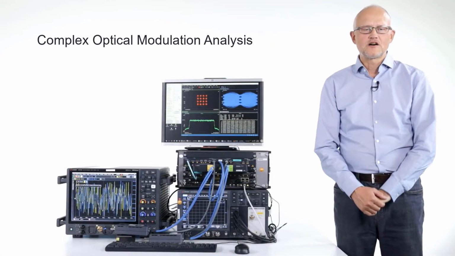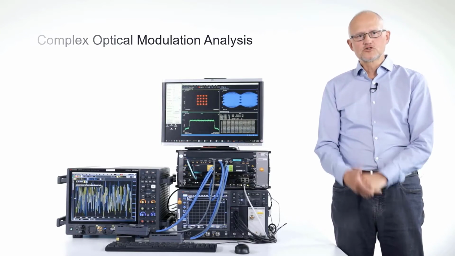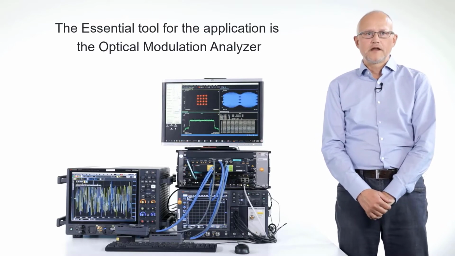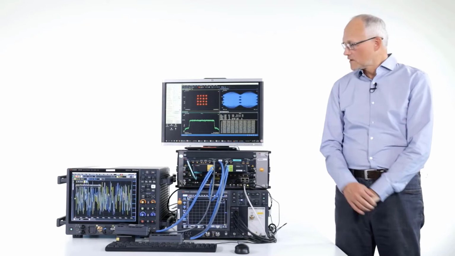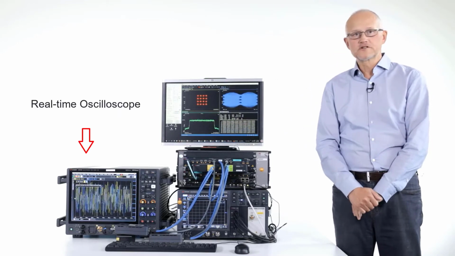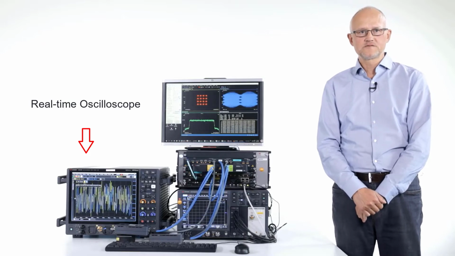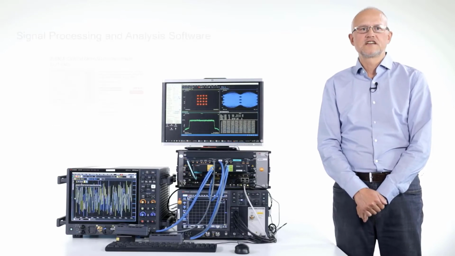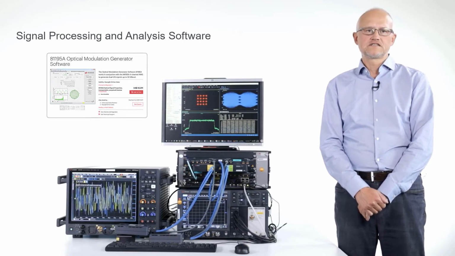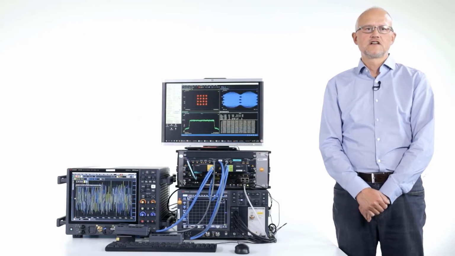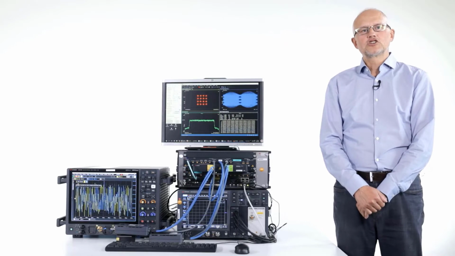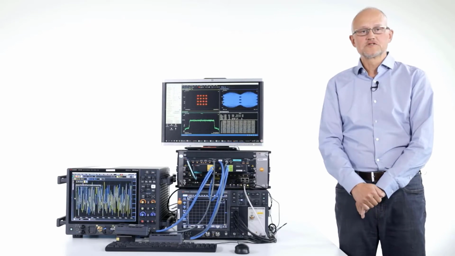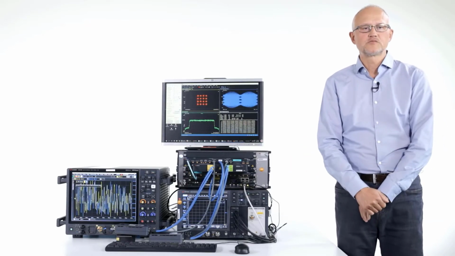Let's start with complex optical modulation analysis. The essential tool for this application is the Optical Modulation Analyzer, or OMA for short. An OMA basically consists of 3 elements: a real-time oscilloscope for electrical digitization of the acquired waveforms, a coherent optical front-end receiver, and signal processing and analysis software that provides detailed insight into the physical layer characteristics of a complex modulated optical signal, including display of the constellation diagram and signal characteristics such as error vector magnitude and other parametric measurements.